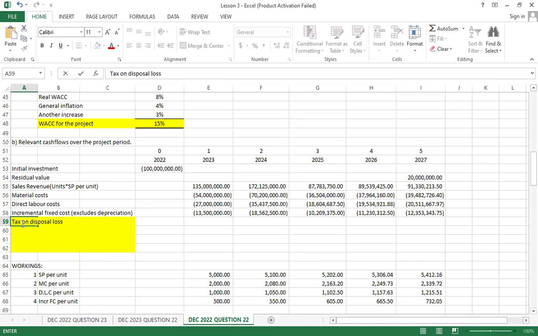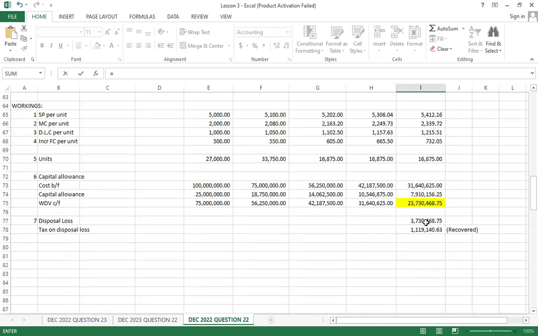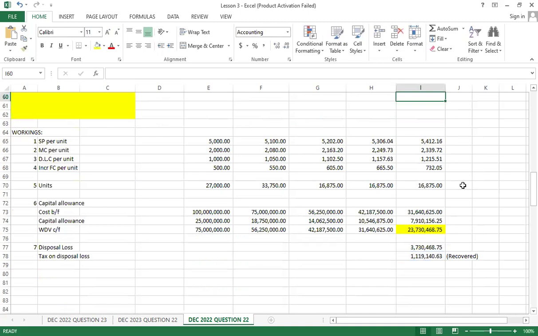Being tax that you recover, recovering means that you receive back that money, meaning that this is a positive cash flow. We'll then have it under period 5, remember, as a plus. Positive cash flows are pluses, whereas negative cash flows are minuses. And so that is it for that disposal loss and the tax on it.